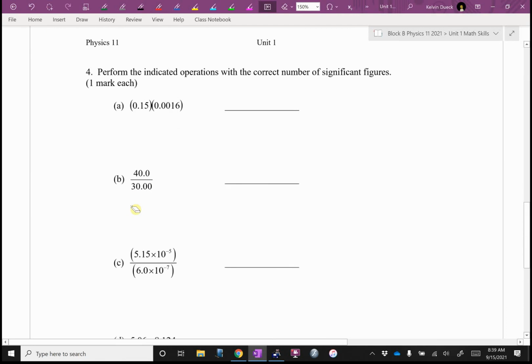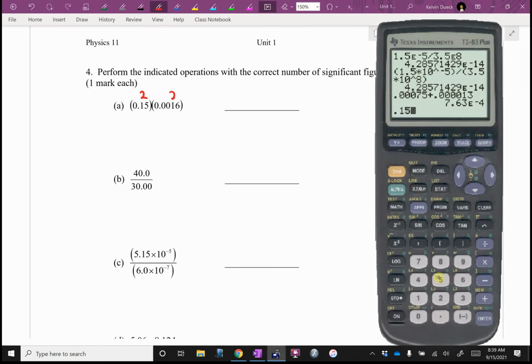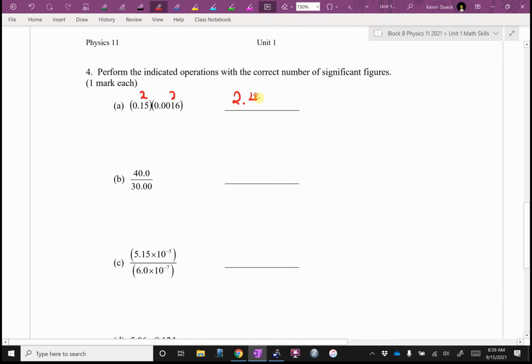It doesn't say to write in scientific notation. We're multiplying. So 2 sig figs, 2 sig figs. I'm going to go to 2 sig figs. 0.15 times 0.0016. I get an answer in scientific notation. So you could write 2.4 times 10 to the negative 4, and that is to 2 sig figs. Or you could write 0.00024. Either of those is fine.